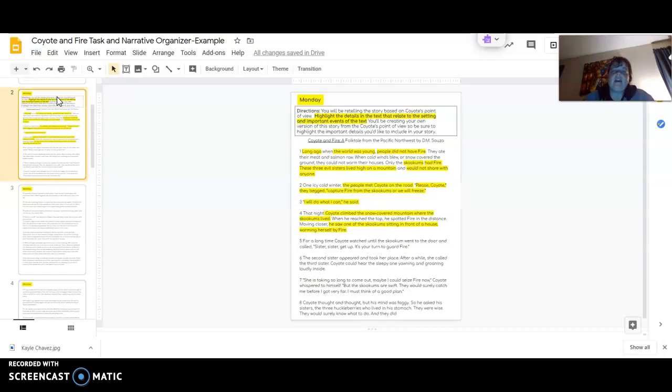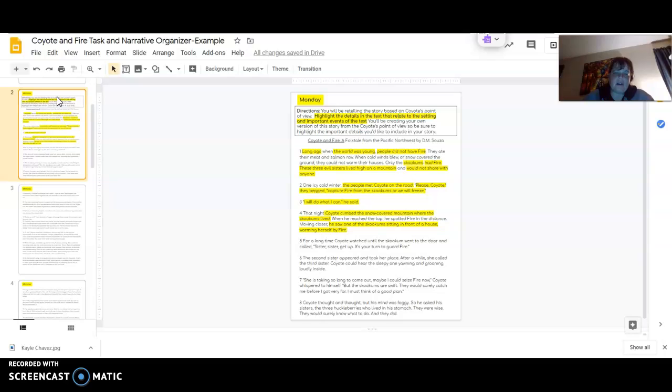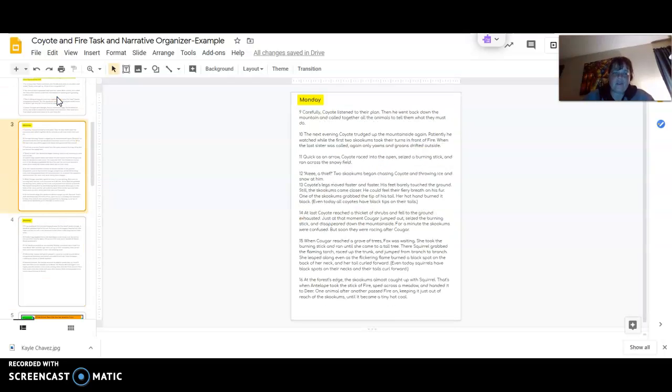For today's task, yesterday you were asked to read Coyote and Fire, and your learning target was: I can identify the setting and the key details in order to see how point of view affects the setting and the key details. And the success criteria was that I can highlight and identify those details to use for my organizer. So yesterday you highlighted the key details from your story through all three.